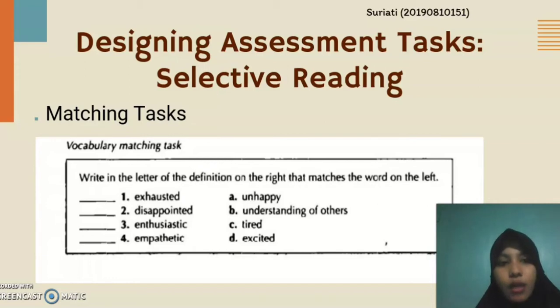Here I want to talk about designing assessment tasks, selective reading. Matching tasks. At this level of selective reading, the test taker's job is simply to respond, which keeps the match in the right format. Most frequently, the criterion that appears in the matching procedure is vocabulary. The following is an example of a suitable assignment. In this example, participants are asked to match exciting vocabulary.